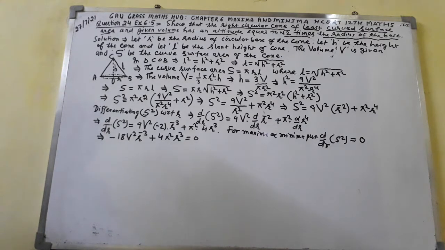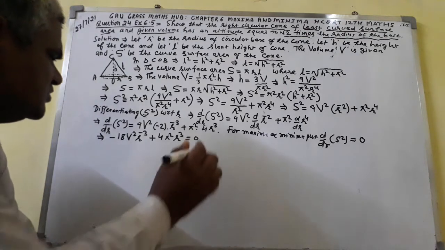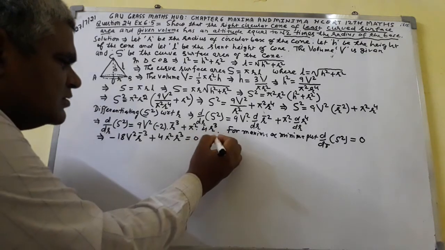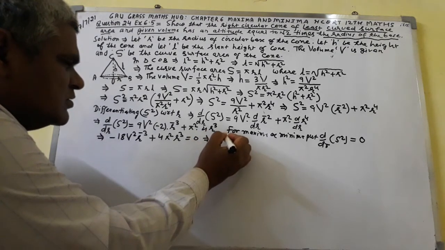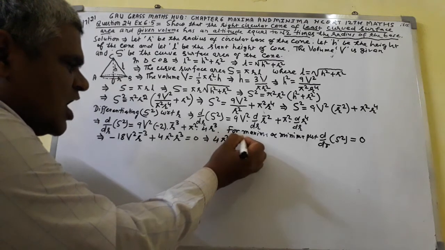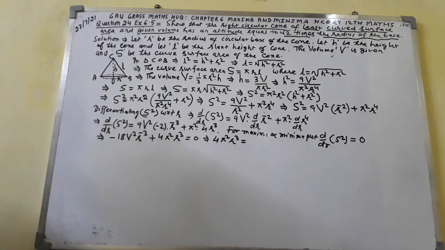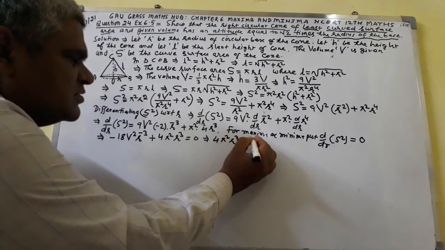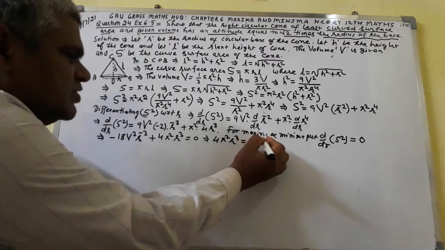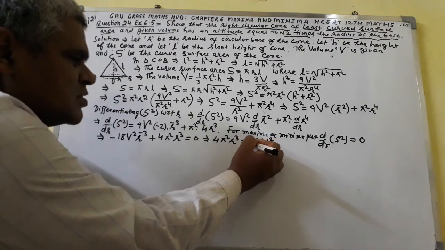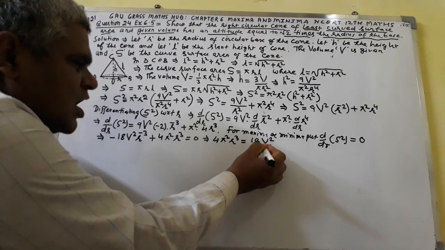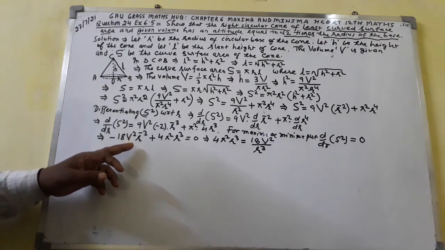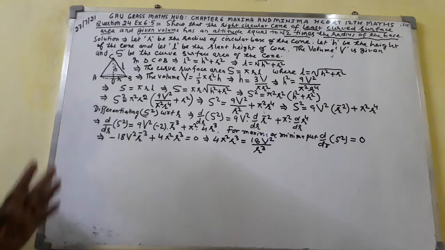Now what to do? Here I shall write, implied that 4 pi square R cube equal to 18 V square over R cube. This R cube will be thrown back in the denominator. So this thing we have got.